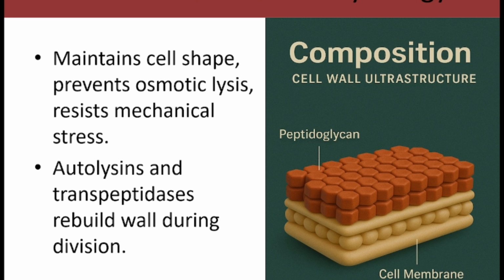Don't forget that the cell wall is mainly made up of peptidoglycan, that is murein, which is a mesh of sugar chains that contain NAM and NAG, N-acetylmuramic acid as well as N-acetylglucosamine, which are cross-linked together. So this is where you have the peptidoglycan, which contains that.